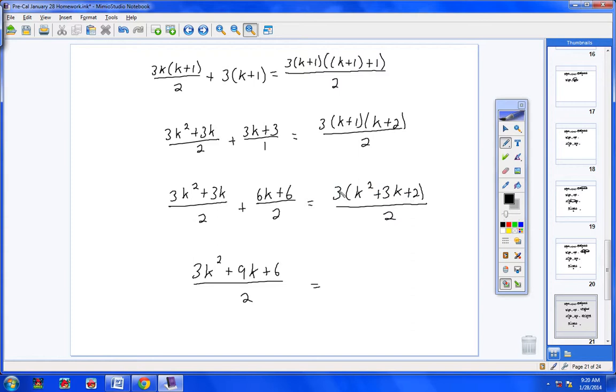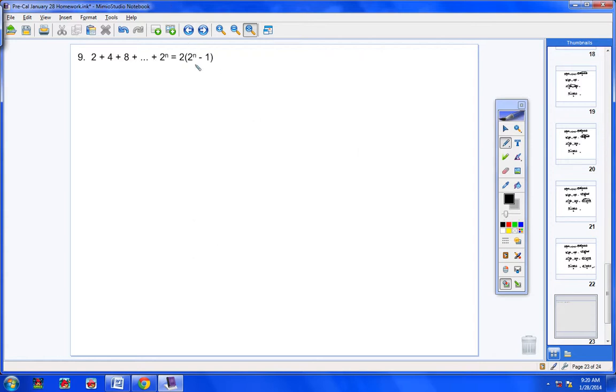Now take your 3 that's on the outside and distribute it through, and you will come up with 3k squared plus 9k plus 6 over 2. Checks. Totally fine. All right, and then almost done. This one, then one more, and we'll finally be finished. Okay, let's check our nth term right here.